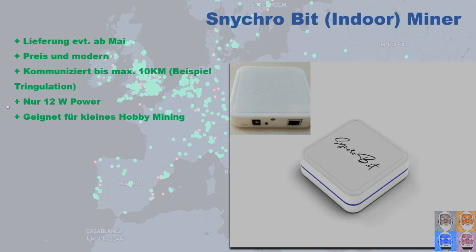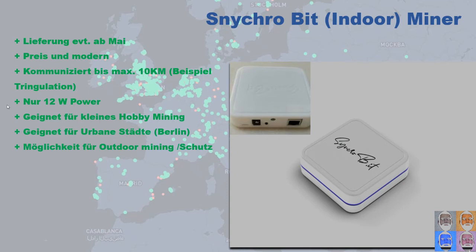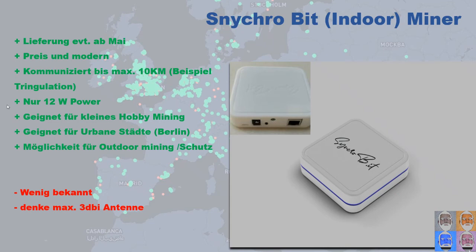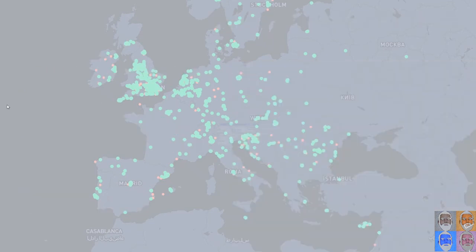It's used for small hobby mining. It's for urban cities as well. The possibility, die Möglichkeit für Outdoor Mining, Protection, Schutz. Wenig bekannt, less popular, and I think it has just 3 dBi. I didn't see anything about whether it comes with an antenna, and whether you can somehow also use it outside. It's a flexible miner. It's not bad at all, but I have no idea. There's not much about this miner.